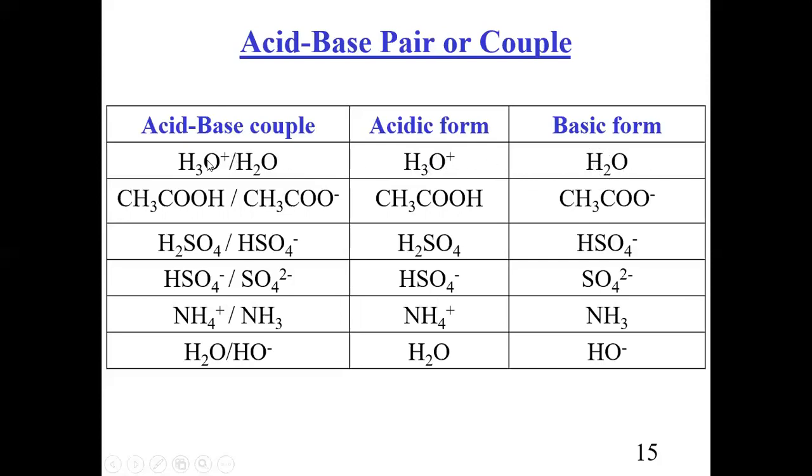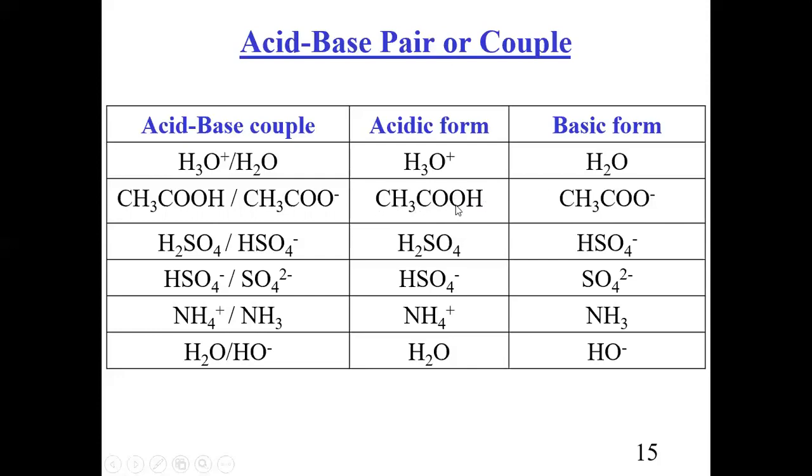The couple now will be H3O plus H2O. Let's say I started with this, the acetate ion, and I ask you that this is the basic form, it's in the negative charge, and I want the acidic form. If you want the acidic form, you have to add a proton to it. So you add a proton, H plus, it becomes neutral, and you get the acetic acid.